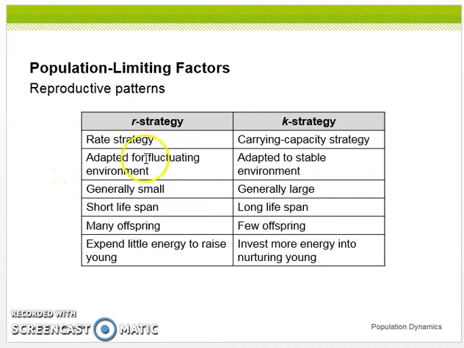R is the rate strategy, adapted for a fluctuating environment: generally small, short lifespan, many offspring, expend little energy to raise young. So a good example would be mice. K, the carrying capacity strategy, is adapted to a stable environment: generally large, long lifespan, few offspring, invest more energy into nurturing young. So think more along the lines of perhaps an elephant.